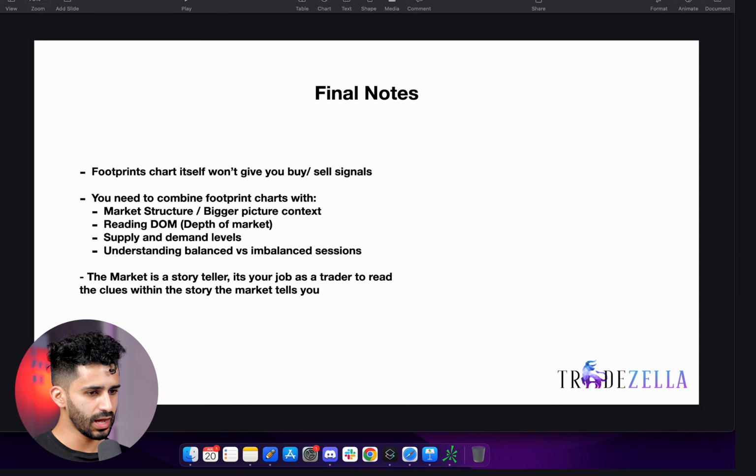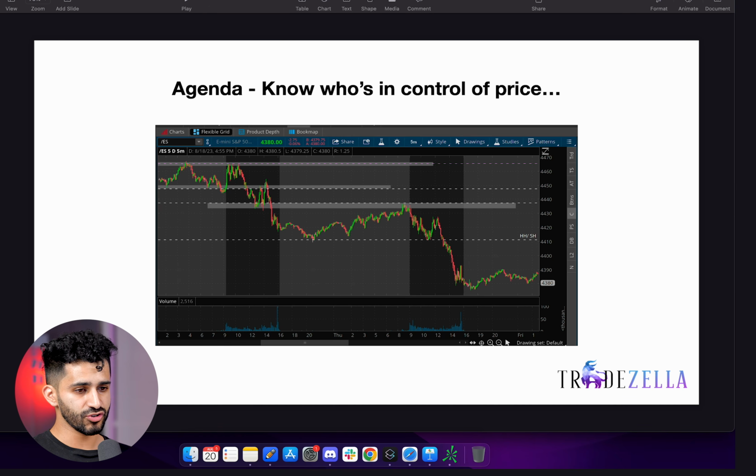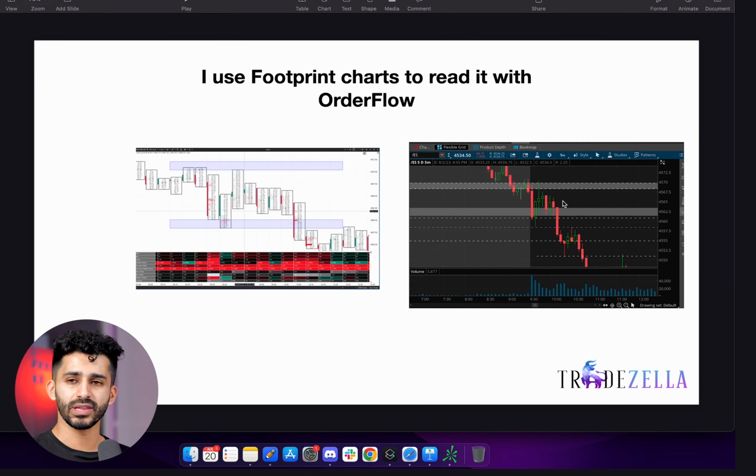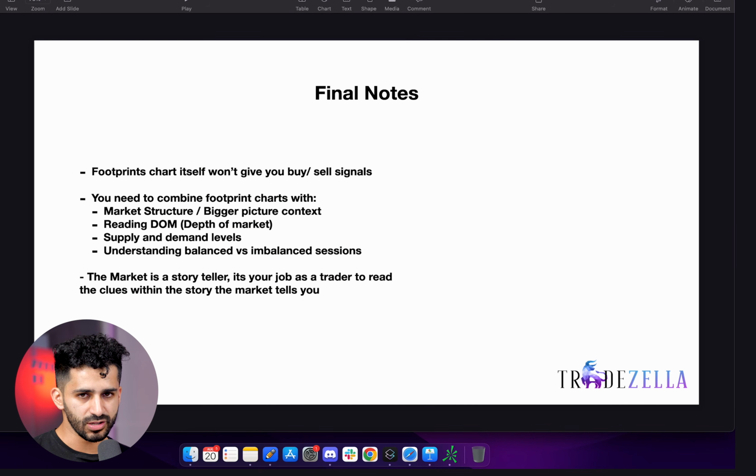But yeah, reading the DOM, depth of market, looking at supply and demand levels, understanding supply and demand levels. For me, this trade was able to be a success because I knew what my levels were. I knew what levels I'm paying attention to on the footprint chart. I knew what levels I need to pay attention to in general. If I didn't have my levels, it would make it very difficult for me to understand what areas I need to pay attention to. That's where my supply and demand levels kick in, understanding where the market will possibly shift if it does shift. And then understanding balance versus imbalance sessions.